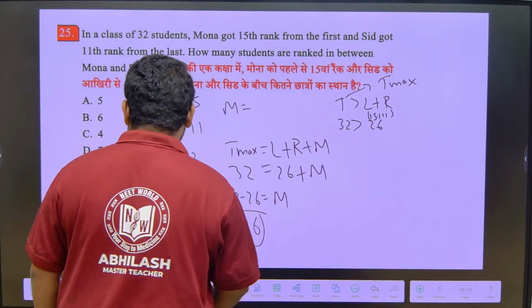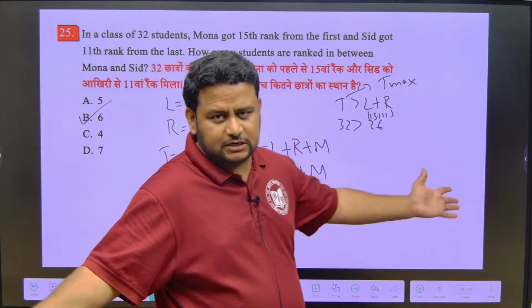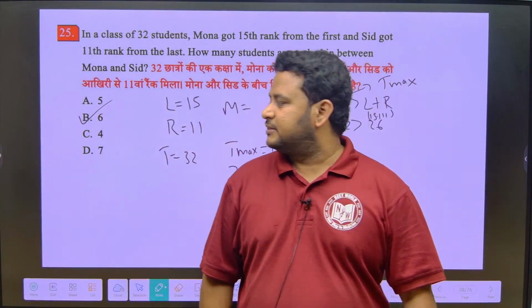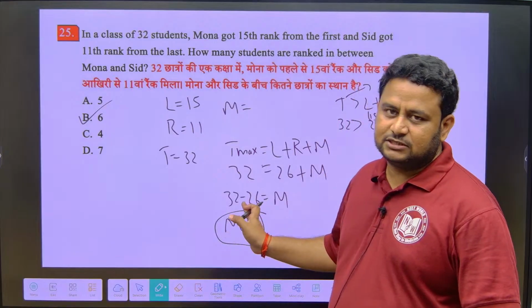That is the answer to this question. M is equal to 6. That is option B. Clear? That is the right answer to this question.